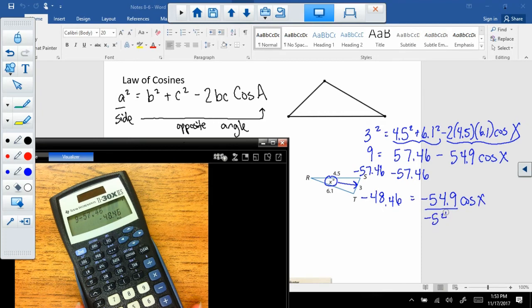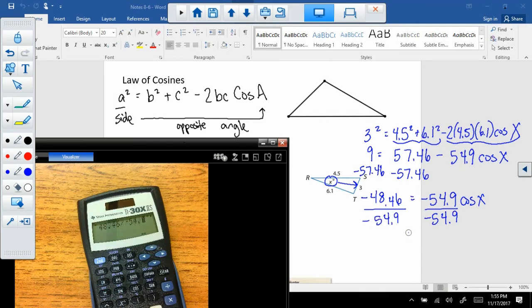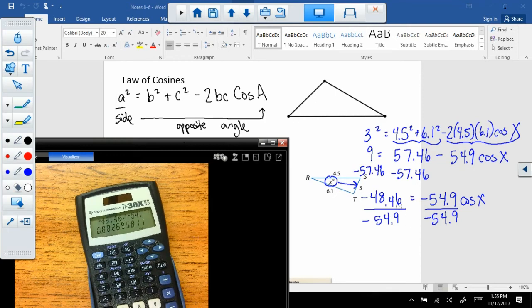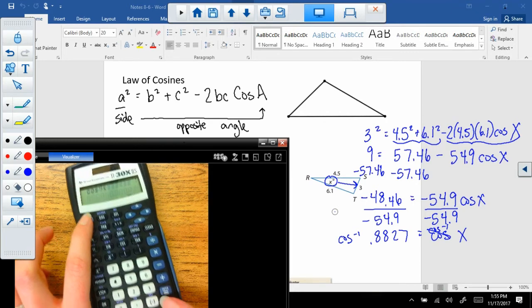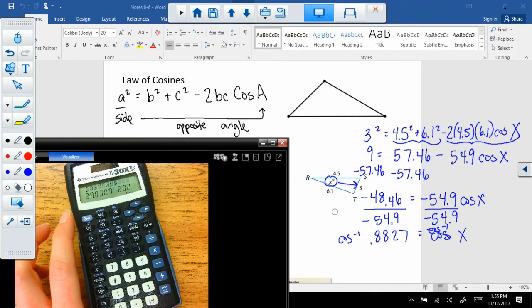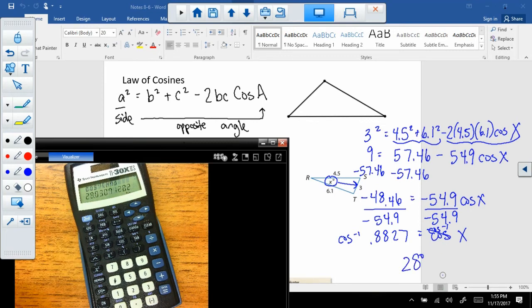I need to divide by 54.9. I get 0.8827 equals the cosine of x, and then whenever you're finding the angle, you do the inverse operation. So this is going to be the inverse cosine, and I'm going to do inverse cosine of the previous answer. The answer to this is about 28 degrees after it's rounded.